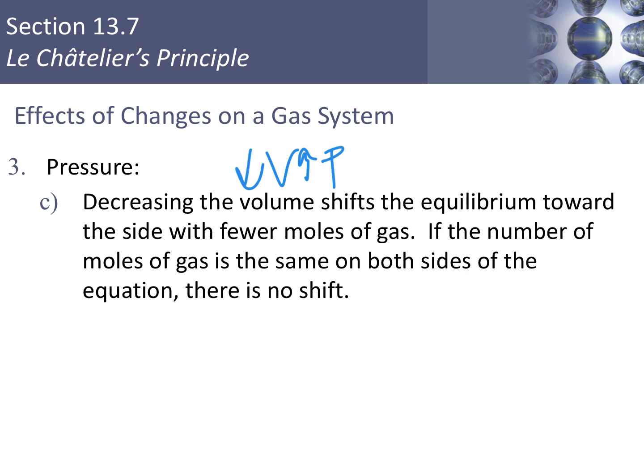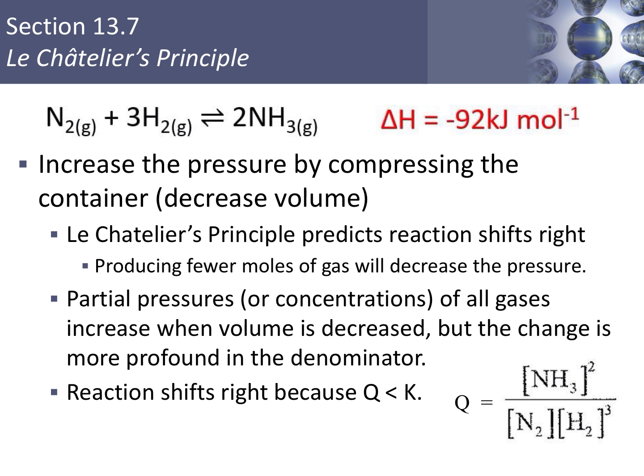And then the reaction is going to shift toward the side with fewer moles of gas. So we're going to look at the coefficients in the balanced chemical equation to tell us how many moles of gas we have. The system can decrease pressure by producing less gas. You won't have as many collisions, and then the pressure decreases. If ever the number of moles of gas on either side of the balanced chemical equation are the same, then there is no shift.